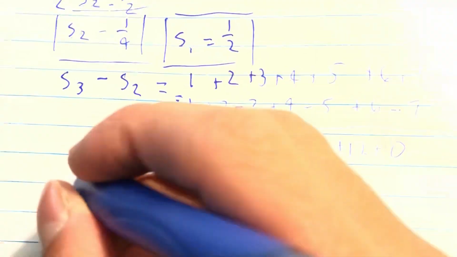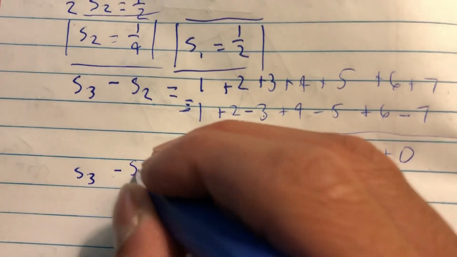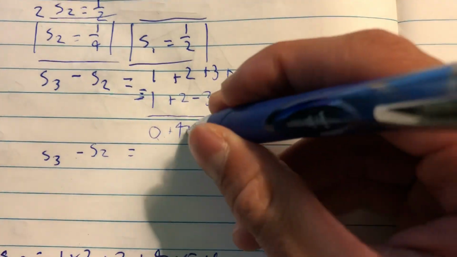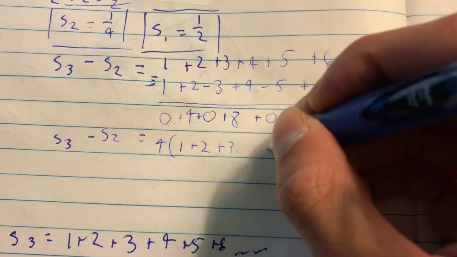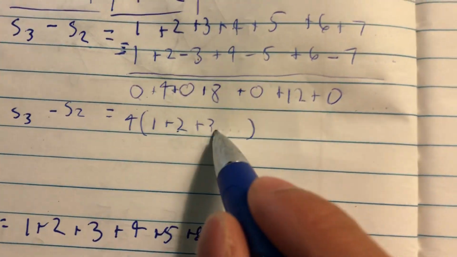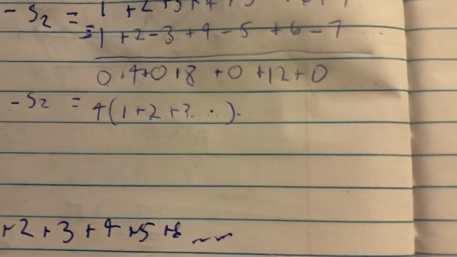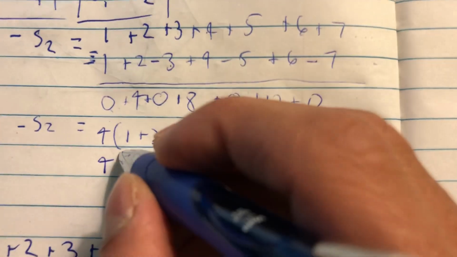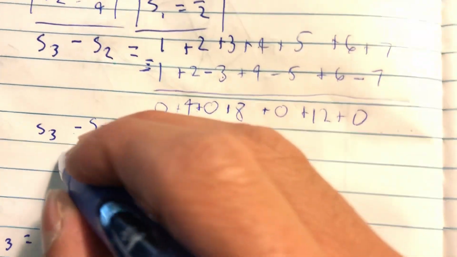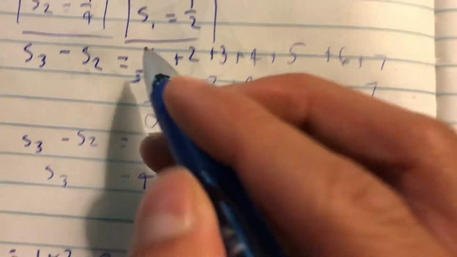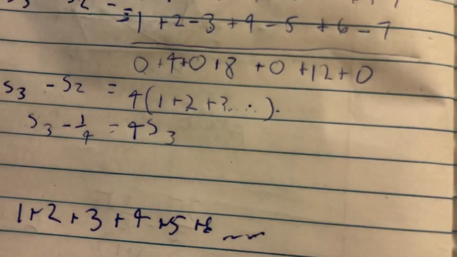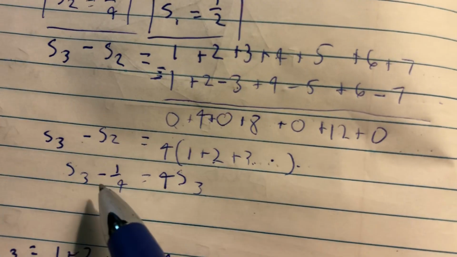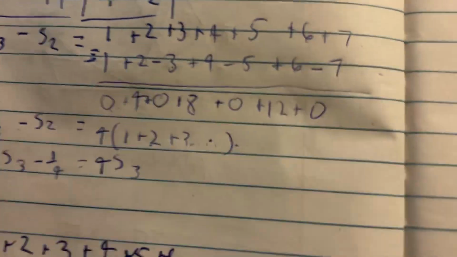So let's do that. S3 minus S2 is equal to, we're going to factor out a 4 here, 4 times 1 plus 2 plus 3, all the way down. And look, 1 plus 2 plus 3 plus 4 all the way down, well, that's just our S3 again. So we're going to substitute S3 again, and we have 4 S3. Now let's replace our S2 here with the value that we found, 1/4. So minus 1/4. And so look what we have here: S3 minus 1/4 is equal to 4 S3.